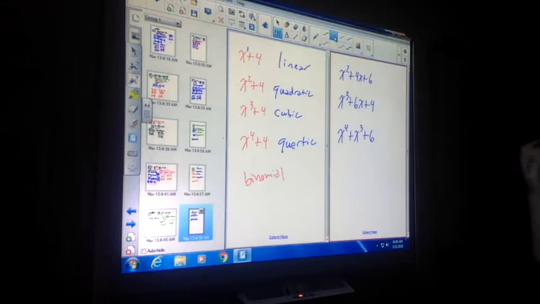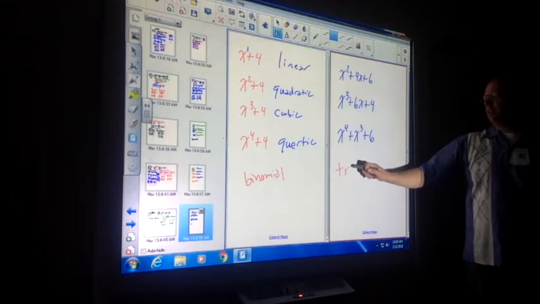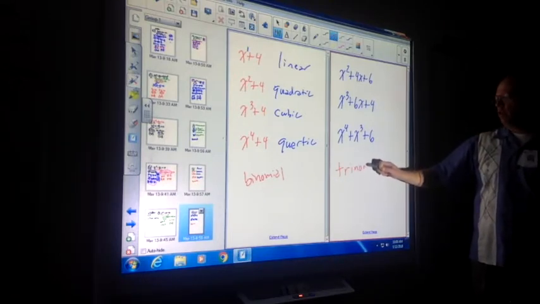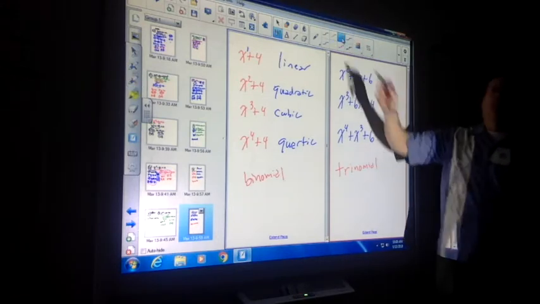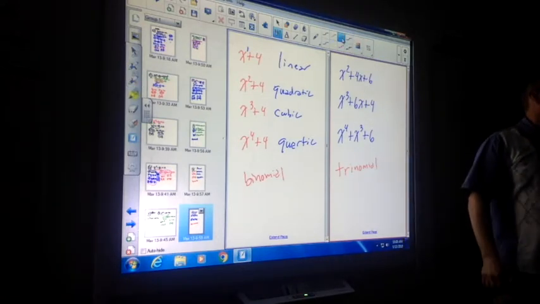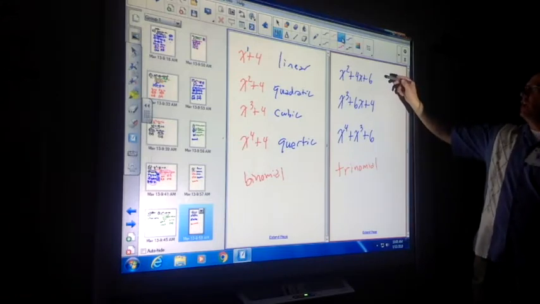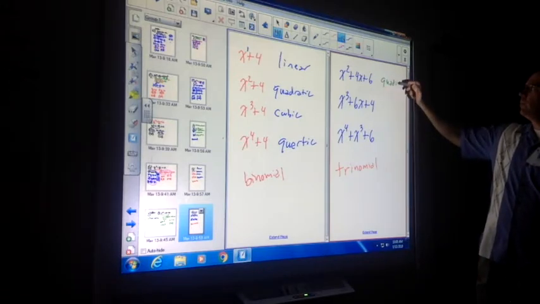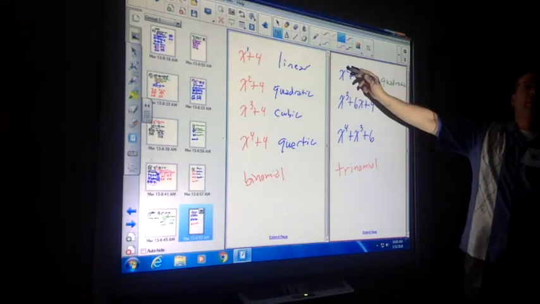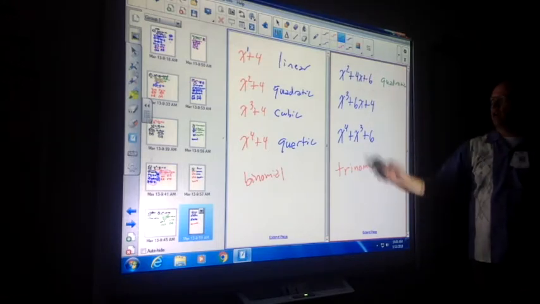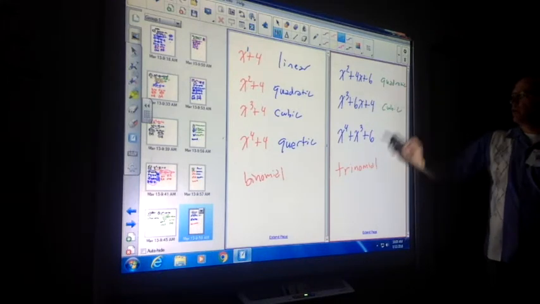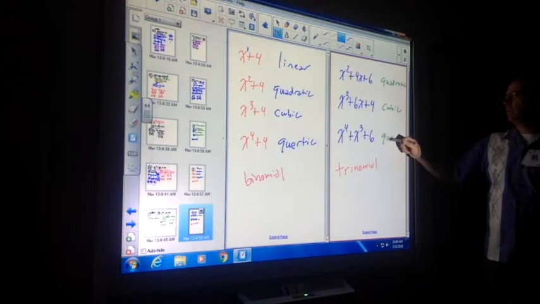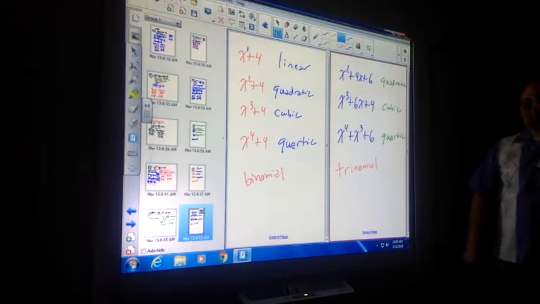All right, trinomials. Trinomials, because we have 3 terms that are either being added or subtracted. Notice we no longer have linear, because you can't have 3 terms with x. So this is a quadratic because it's raised to the second power. But it's a trinomial because there are 3 terms. This is a cubic trinomial. This is a quartic. Okay?